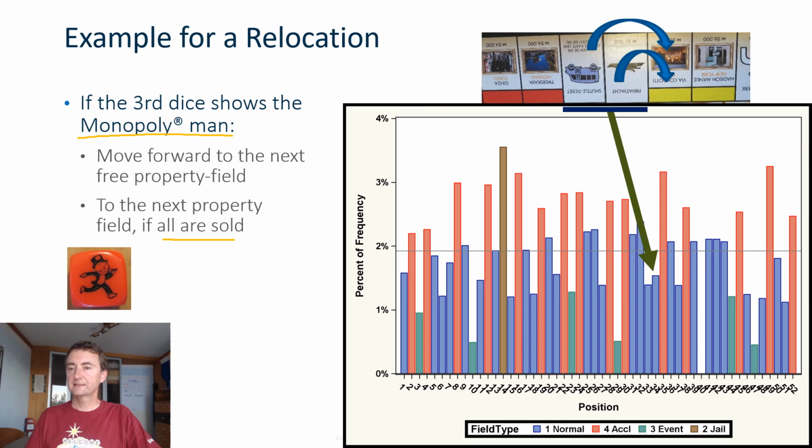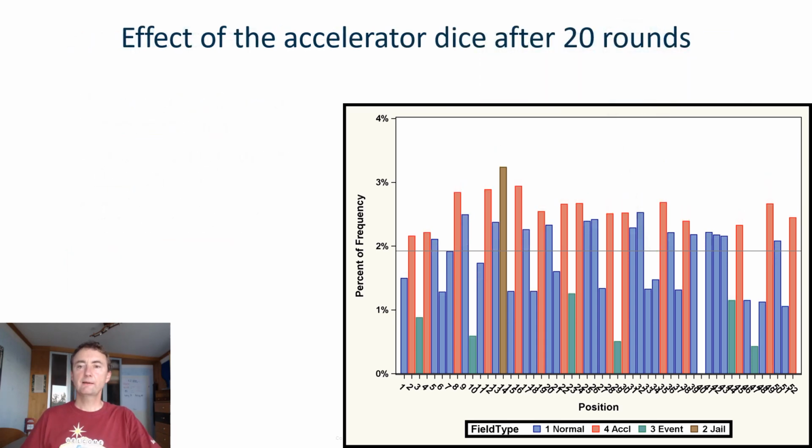This has the effect that fields like those, which are non-property fields, have a lower visit frequency because you are very often moved away from there, compared to fields like this one, which have a very high visit frequency where you very often end up. So introducing the monopoly man during the game means that certain fields lose their visit frequency, whereas others increase their visit frequency. And you can also imagine that, as this rule says, as long as other fields are available, move it to the next free one. If not, just move it to the next one. It has an effect during the game.